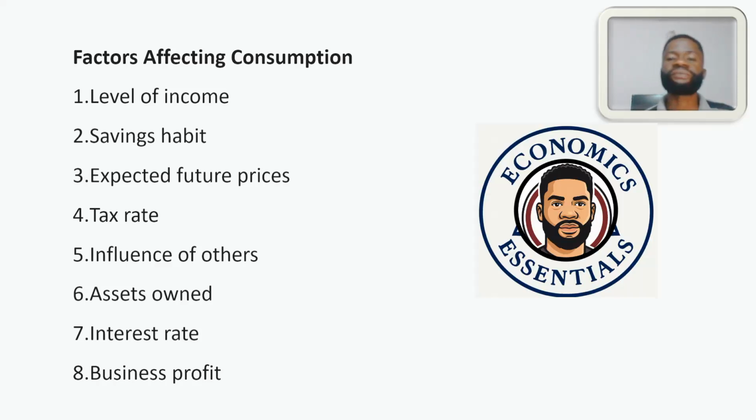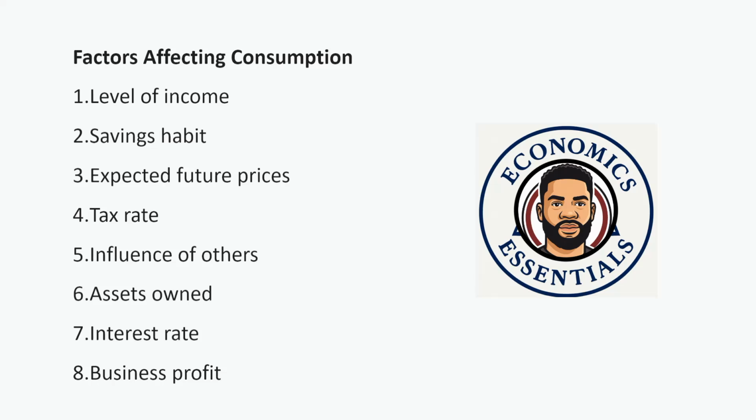And also influence of others. Peer pressure and social influence affect consumption. So sometimes some people want to use some item because they want to meet up with societal expectation. Buying a smartphone due to peer influence, buying an iPhone and so on. Those could be a result of societal expectations. Those also affect consumption. And owners of assets consume more due to higher wealth. We have interest rates and business profit.